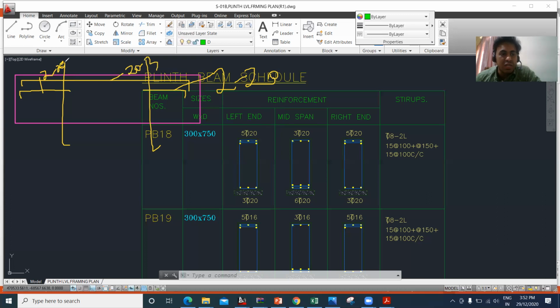So whatever we are doing right now, it's the same thing we have been seeing in the residential building, where they had given a longitudinal section, but here they are not giving a longitudinal section. We engineers should be good enough to understand or interpret what the structural consultant is trying to tell us.